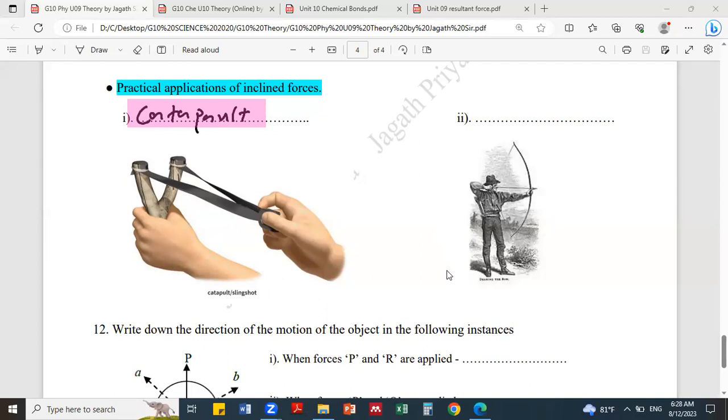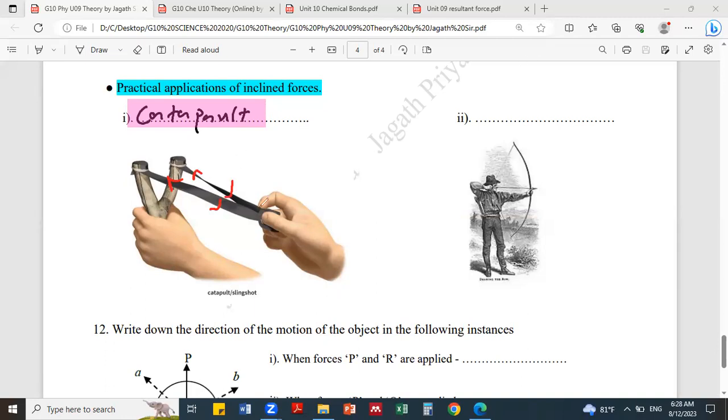In the next picture, the arrow goes in this direction. Catapult, okay, sometimes it breaks. So in which direction is it moving now? You can mark the two forces here. To get the tension, you can mark the tension of this rubber strip. You can also do it with a rubber band or rubber strip, like that.